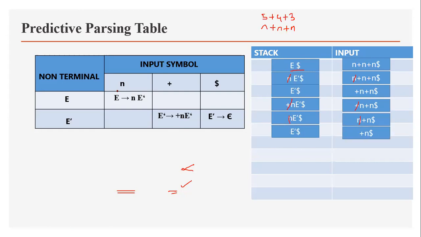Then once again E dash on plus. You have to replace E dash with plus n E dash. Here the input is plus n dollar. So plus and plus cancel.